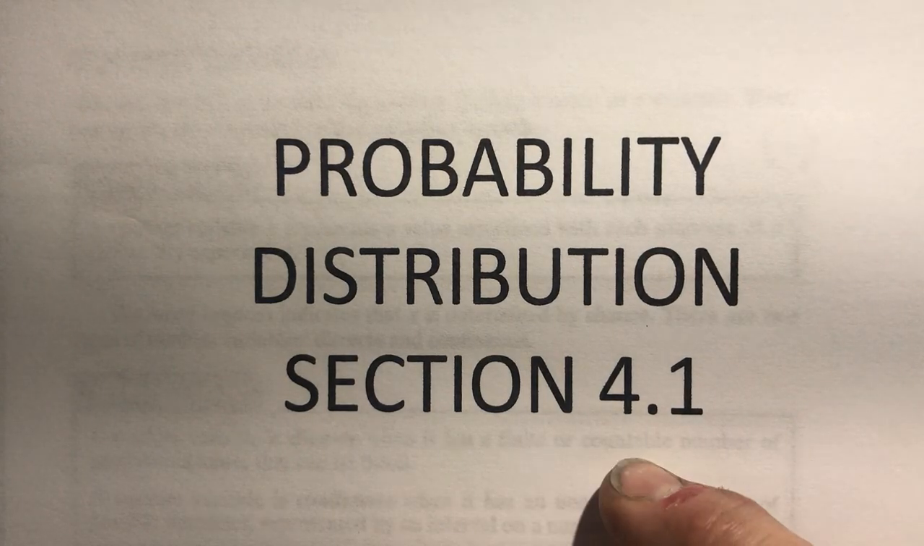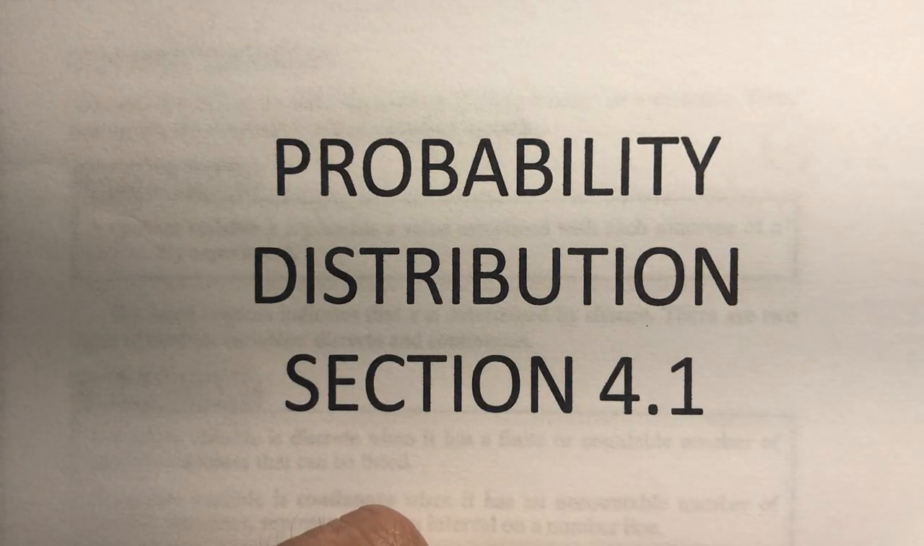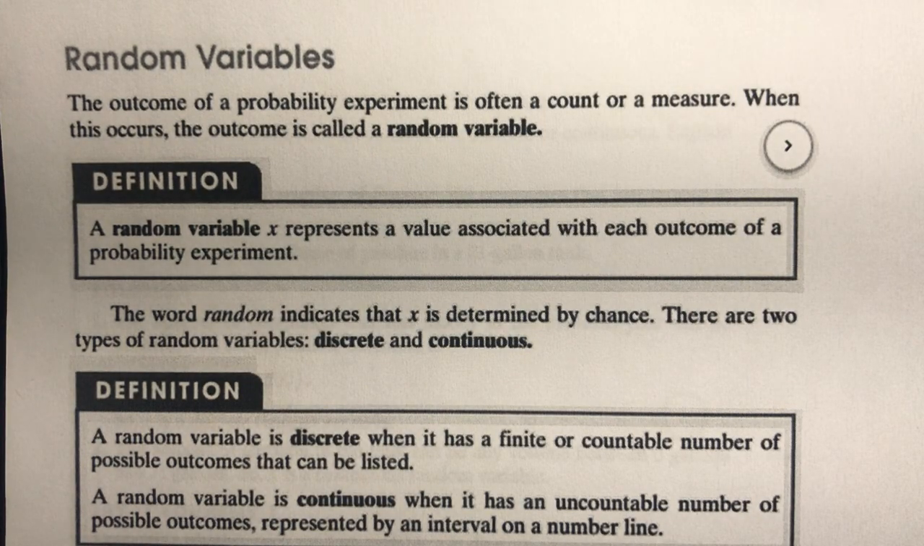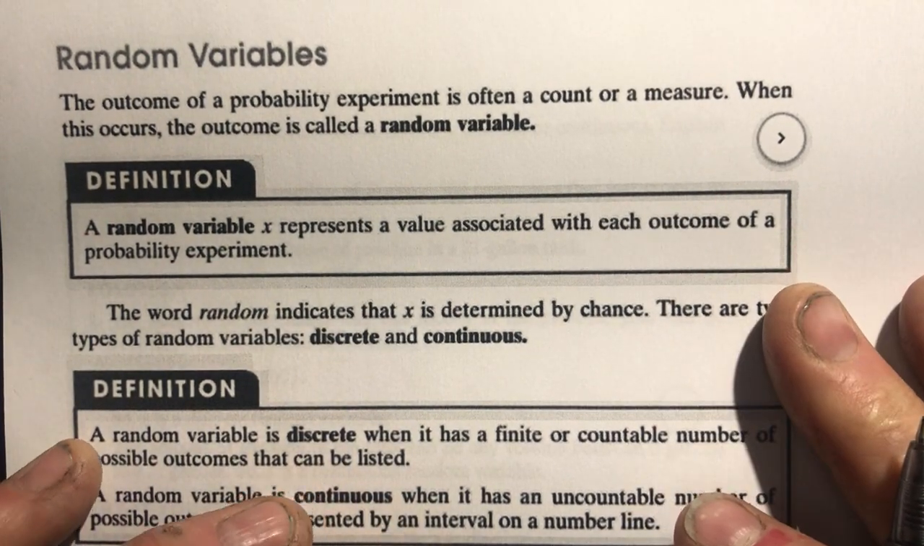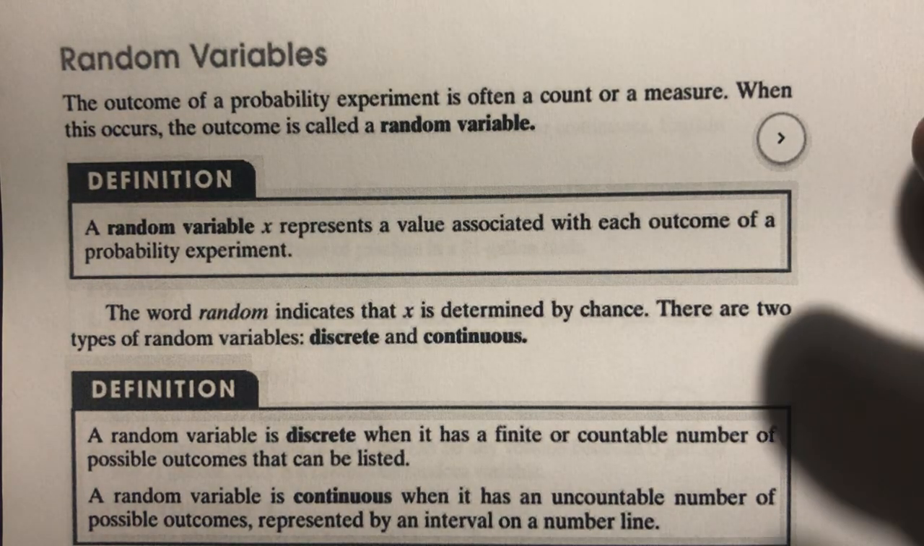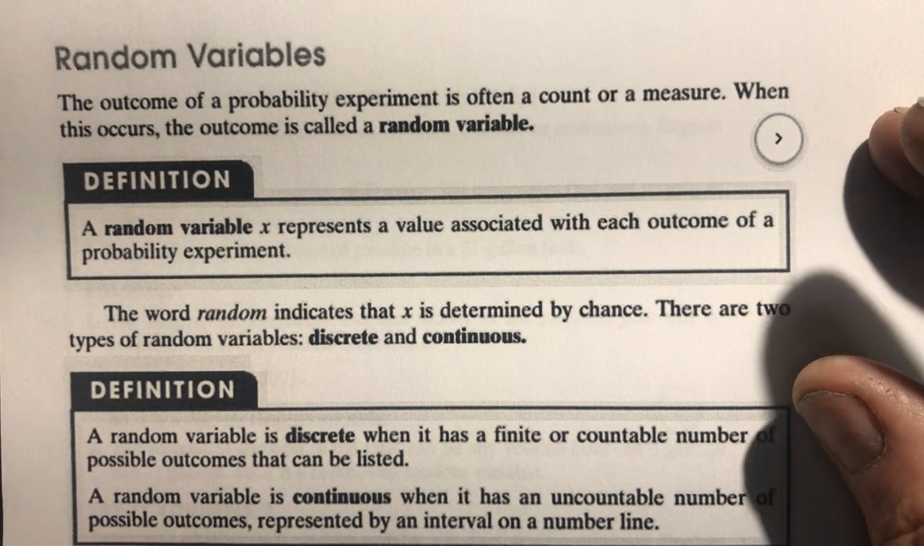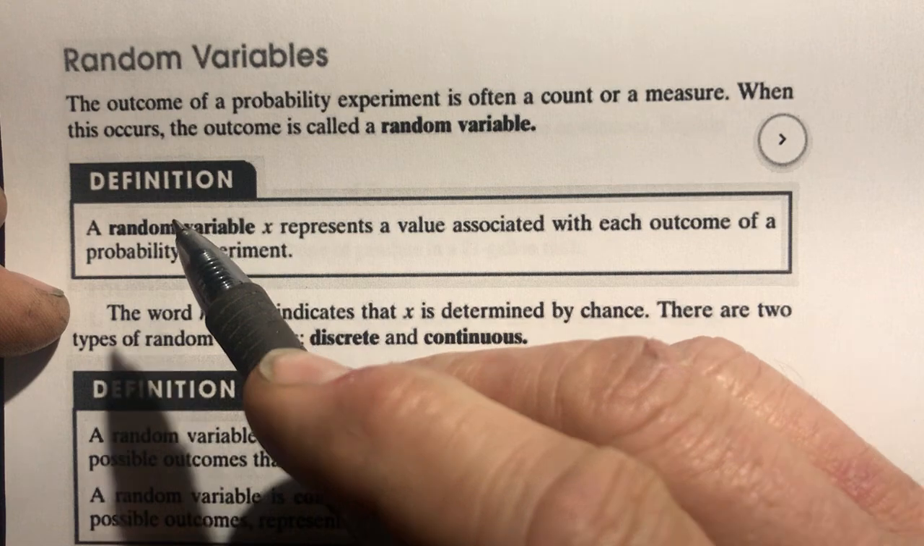All right, section 4.1, we're looking at a probability distribution. Okay, first thing we're going to talk about, now this is from the book. This is a copy of the textbook, which you're able to get this from every problem. You can look at the textbook.